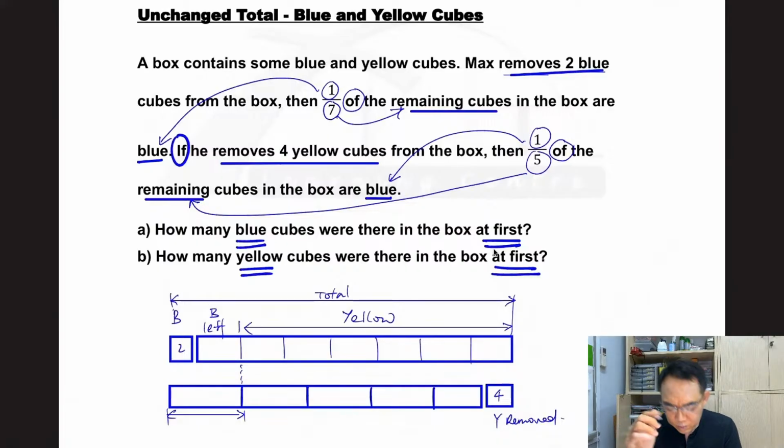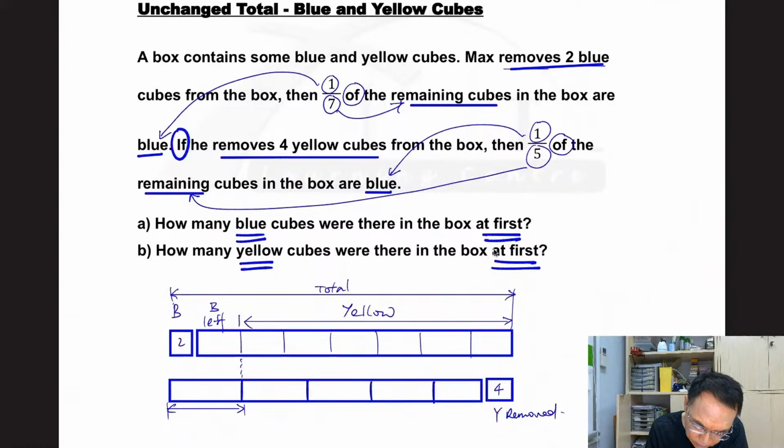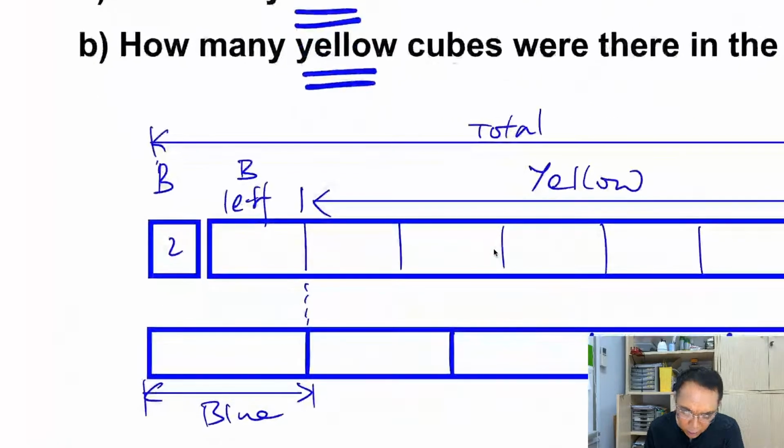Answer is no. So if none of the blue were removed, then I should write blue here, and this blue should be equivalent to this blue over here. All right? Now, what we're going to do next is call this box here 1 unit. And the reason is because we do not know its value.